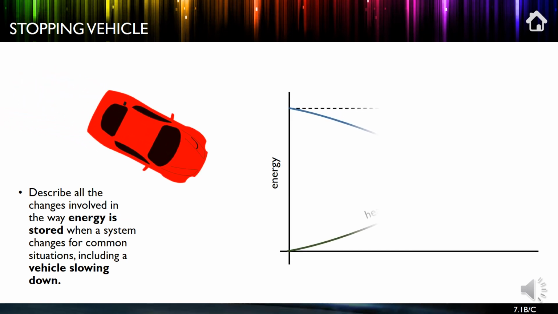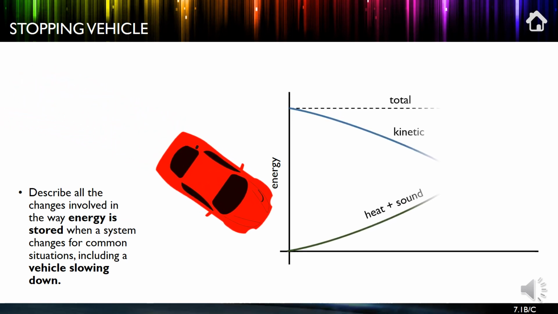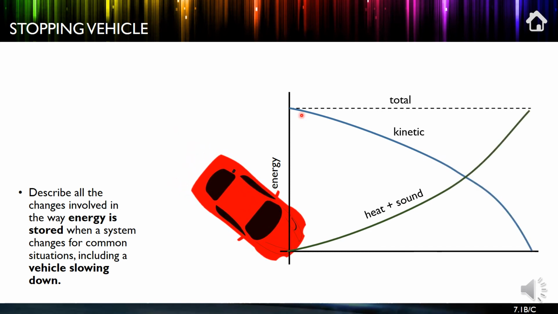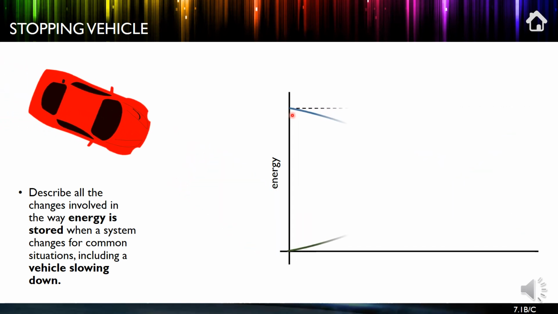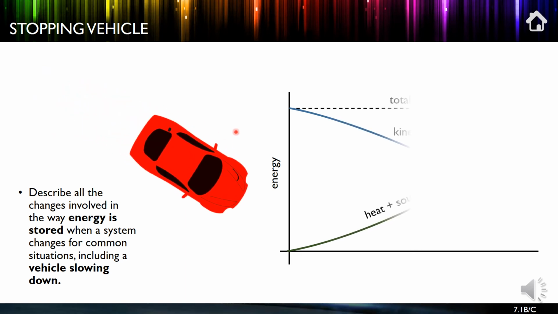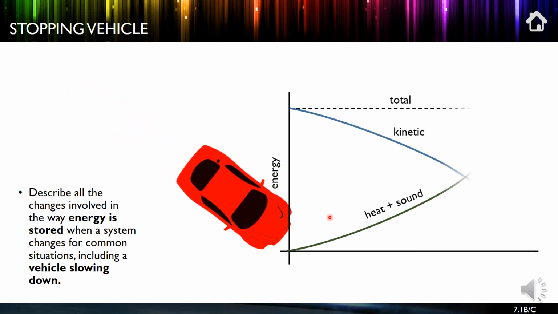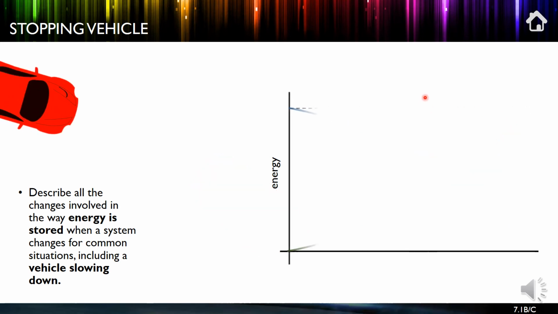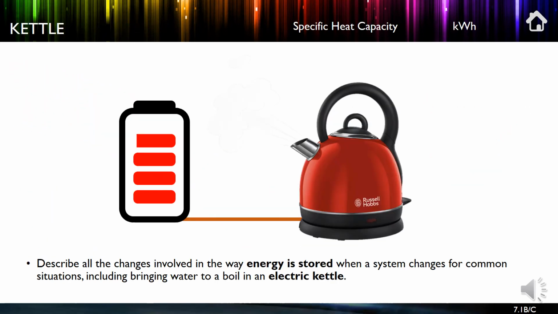Here we have a car stopping, sort of the opposite of what we saw earlier. Once again, the total should remain the same. We start off with kinetic energy, and the brakes are screeching and heating up the ground, creating heat and sound. But again, the total remains the same.